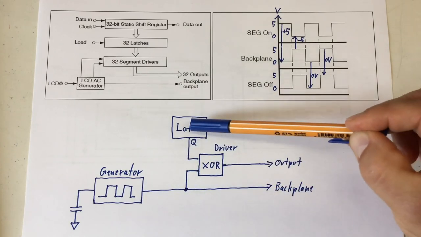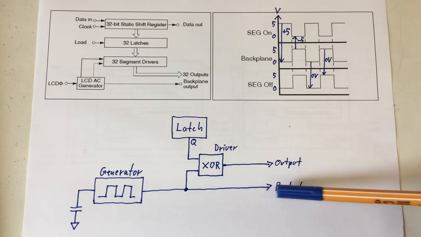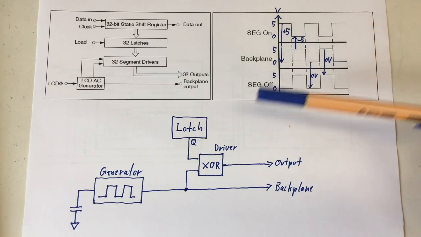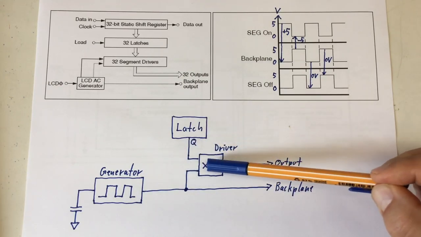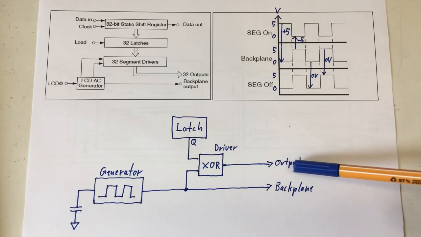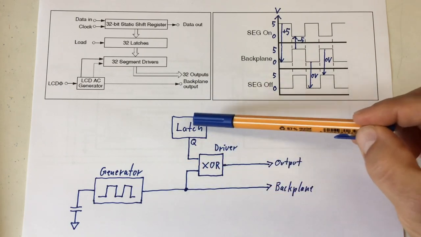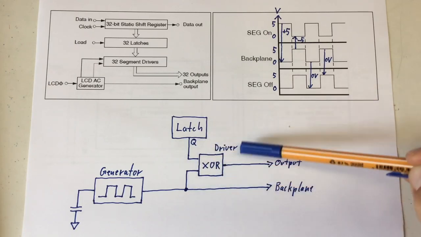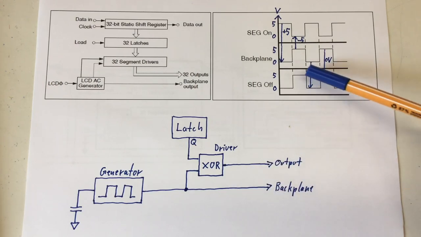So if your latch is high and your generator output is high, so backplane high, your output will be low, like here. If your generator output is low, latch still high, XOR, your output is high, like here. And the reverse, of course, if your latch output, that is your segment, is low, then via the XOR, the output and the backplane will always be in sync, like here in the lower curve.